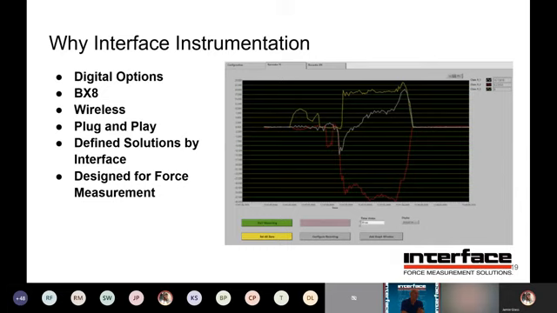And then lastly, we've got a large offering now of digital products. And so a lot of companies are doing things with Ethernet, and Profibus and those things. And we have instrumentation that can connect your multi-axis products directly to your networks.